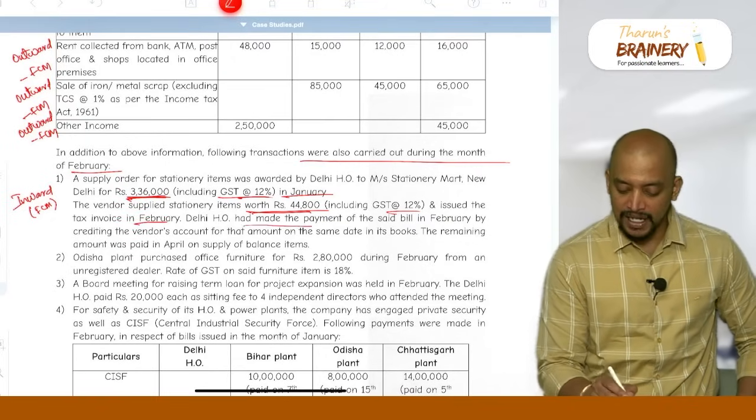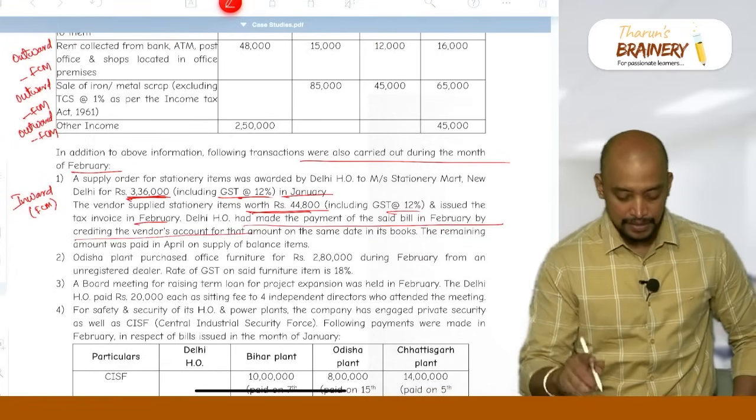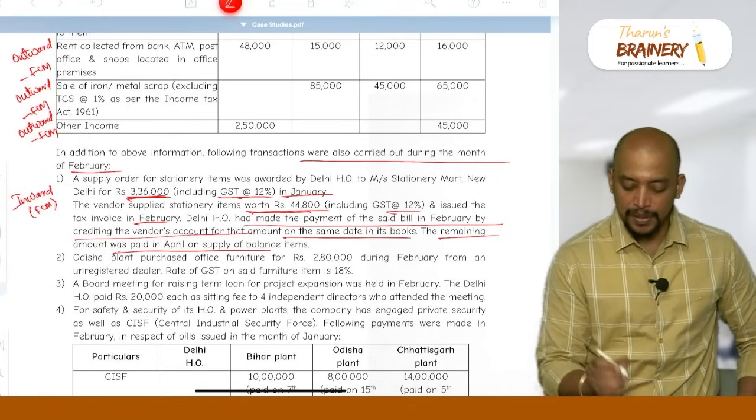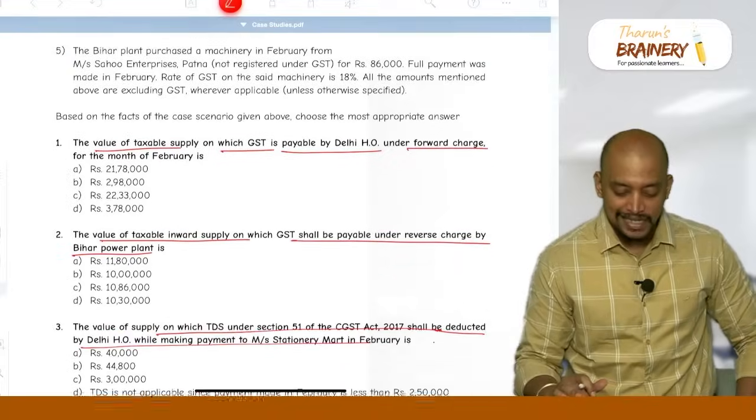Delhi head office has to make the payment of the said bill in February by crediting the vendor's account for that amount on the same date in its books. The remaining amount was paid in April on supply of balance items. Now, there is one MCQ related to this TDS deduction.